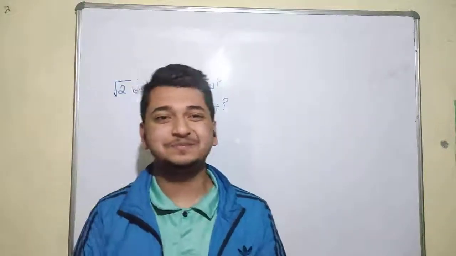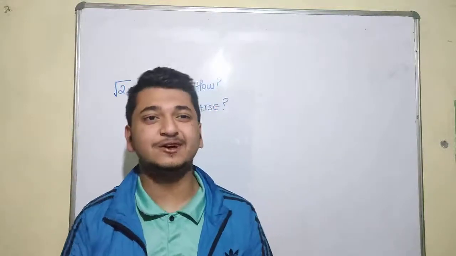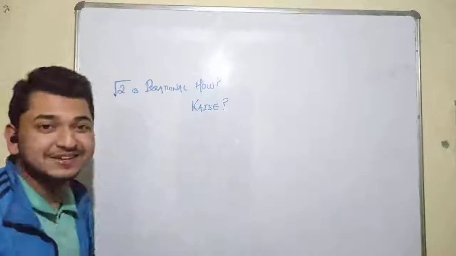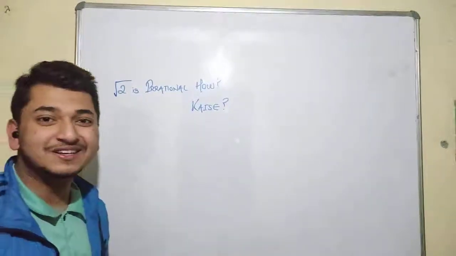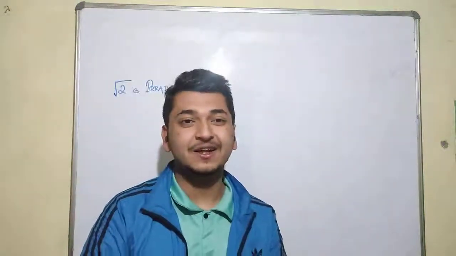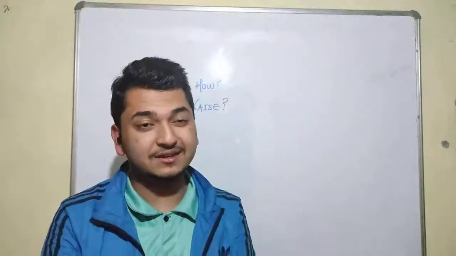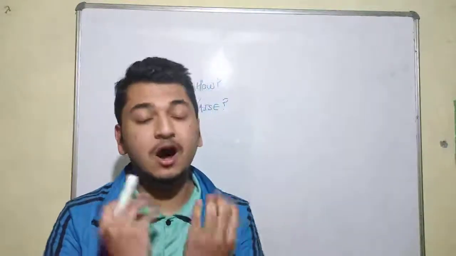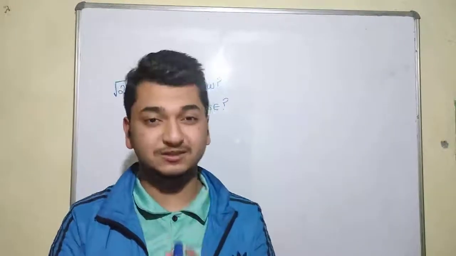So today is our third lecture of real numbers. Today we will be covering this one: root 2 is irrational. How? कैसे root 2 irrational है? How is root 2 irrational, or other prime numbers under the root are irrational? How are they irrational? We will be proving this one today.